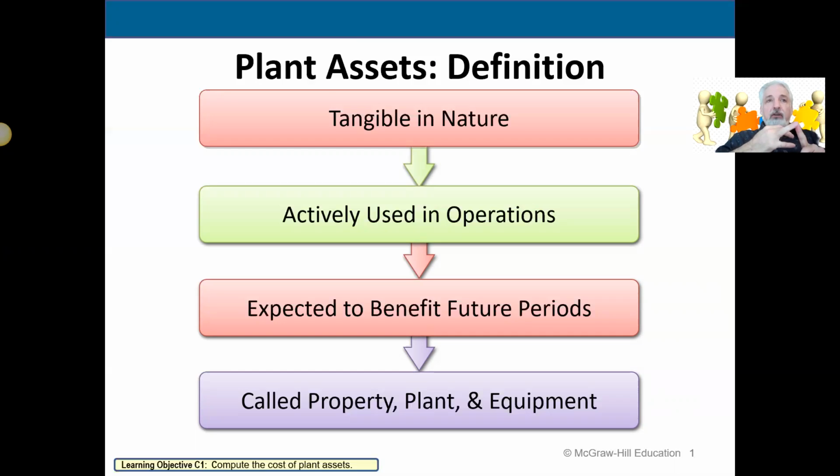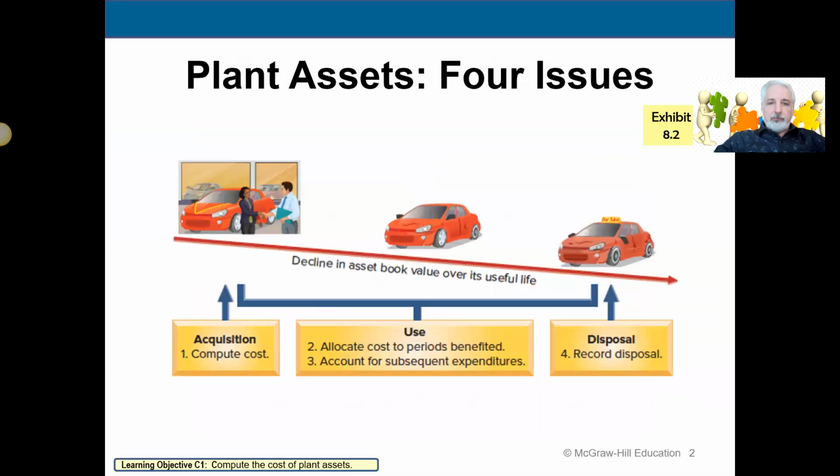They benefit future periods. If it all gets used up this year, like buying a gallon of milk, it's this year. We go out and buy raw materials, we use them up this year. Anything that's going to be used this year is not going to be over a period of time, so we don't have to capitalize it as a capital asset. So PP&E, property, plant, and equipment, are the buzzwords that go with that.